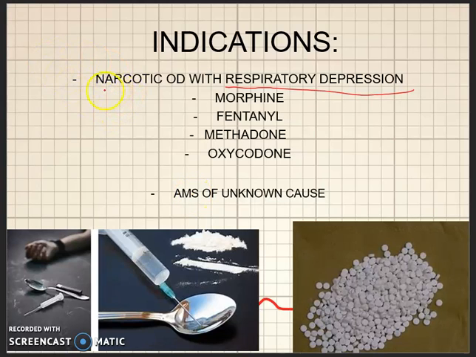Just to be clear, many people will call just about any illicit drug a narcotic. What we are talking about here are opioid-based medications, and these are just a few examples: morphine, fentanyl, methadone, oxycodone. There are many that come in many different forms. You'll see it injected. It's in a powder. It's in pill forms. So it can be found in many different forms.